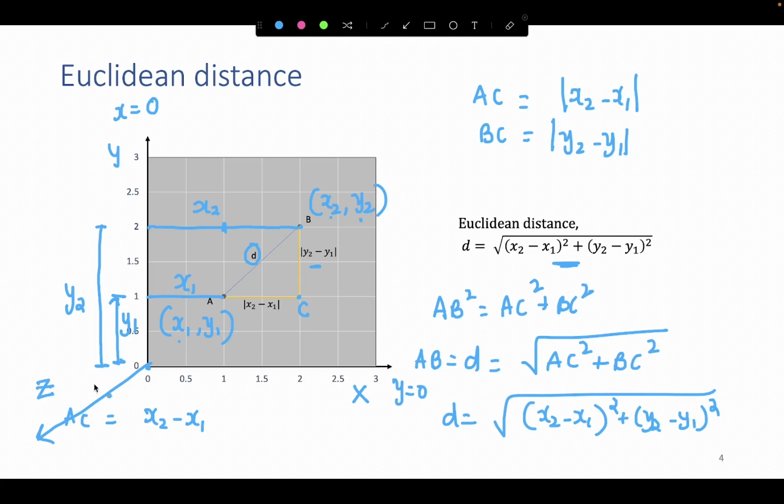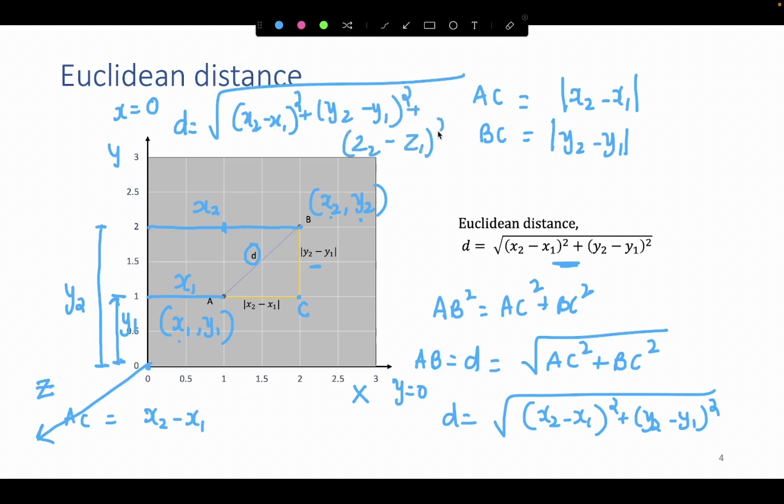So if I'm adding another dimension to it, I simply can expand this formula that I have written here as x2 minus x1 whole square plus y2 minus y1 whole square plus z2 minus z1 whole square. Likewise, you can expand these terms to any number of terms depending on the number of dimensions that you have. Since it's pretty hard for us to imagine beyond 3 dimensions, I'm just restricting myself to representing this specific formula only till 3 dimensions. Okay, cool.